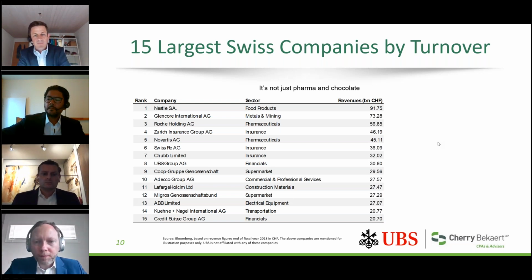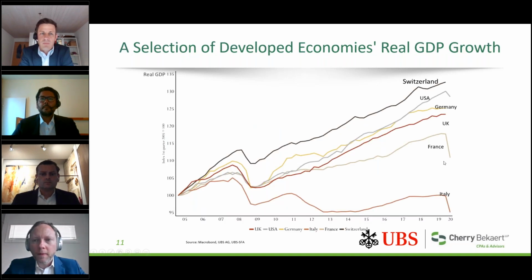In the next slide, it's again a little bit of a longer term view back when it's about GDP growth. Switzerland on top, a very steady path upwards. For sure, shortly behind is the US, Germany, and the UK. So this gives you an impression also why we are choosing these markets, where you compare it with France and Italy that maybe didn't do that well.